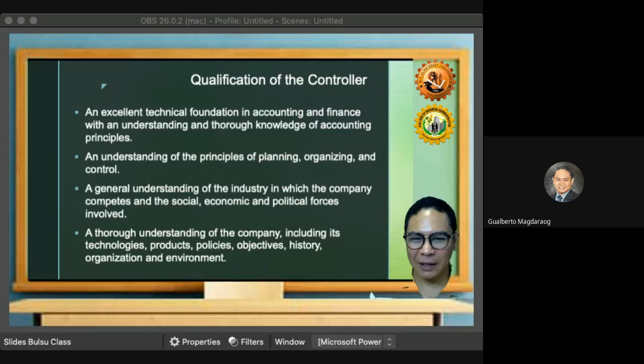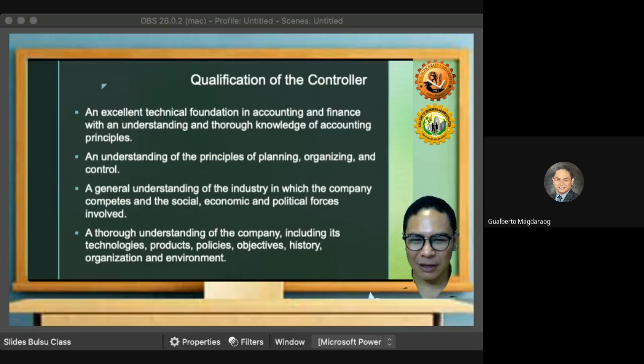Kaya nga kanina, di ba, sabi ko, they assume na you know everything or you know better than us. Kaya normally they will ask you, they will give you other responsibilities. You should have an understanding of the principles of planning, organizing, and control. Yung mga nasabi ko kanina, no, na talagang mataas ang expectations sa'yo pag controller ka eh.